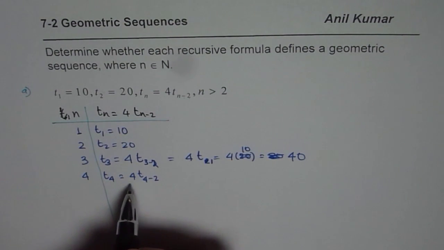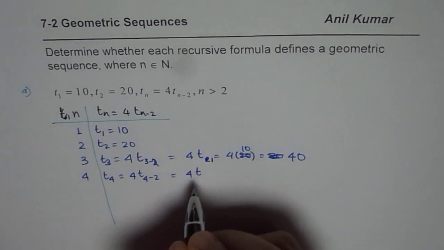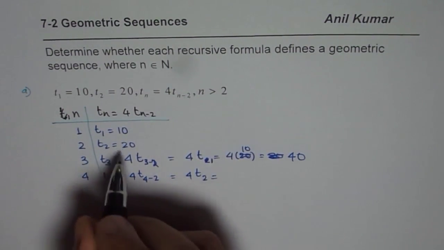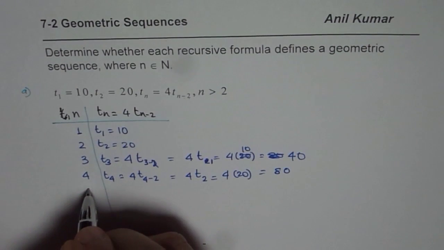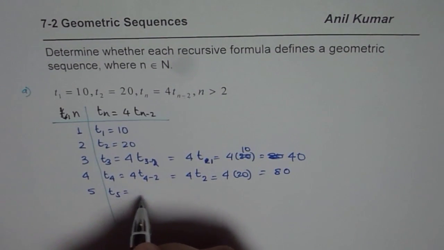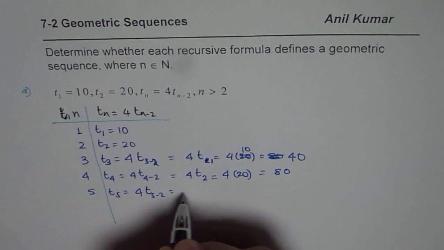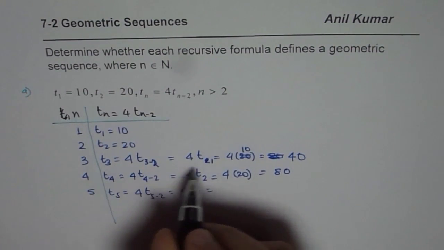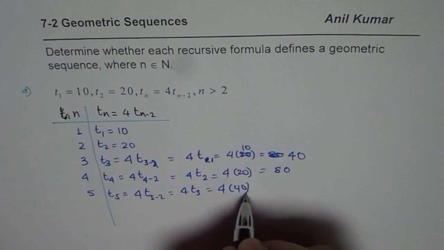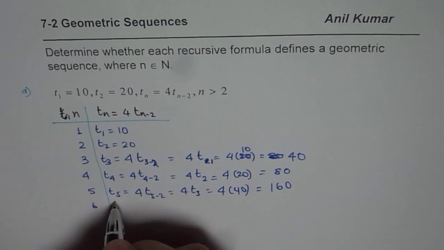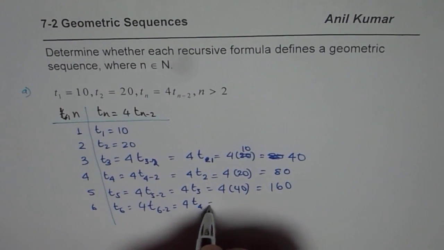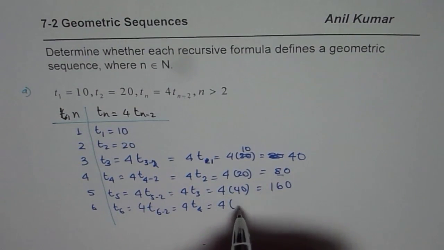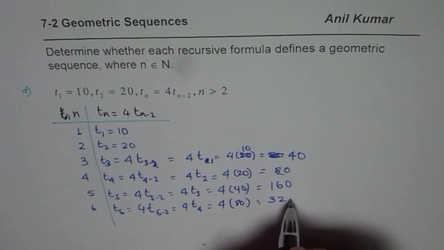Now t4 is 4 times t of n minus 2, so 4 times t of 4 minus 2, which is 4 times t2. t2 is 20, so we write 4 times 20, and what we get is 80. The fifth term for us will be t5, which is 4 times t of 5 minus 2, which is 4 times t3. t3 is 40, so 4 times 40 gives us 160. The sixth term is 4 times t of 6 minus 2, which is 4 times t4. The fourth term is 80, and 4 times 80 is 320.